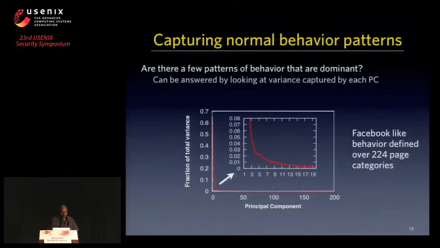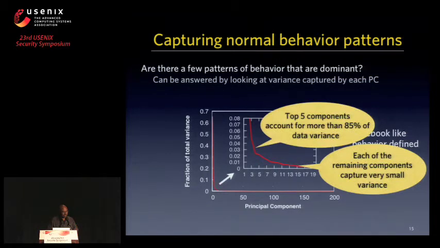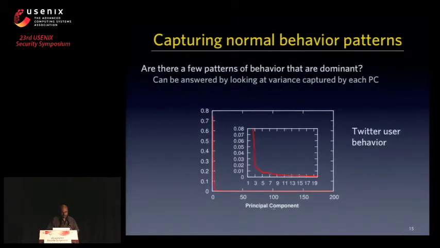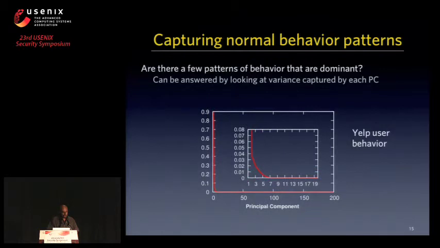What you will notice here is that the top five principal components actually account for more than 85% of the data variance, and almost all the remaining components capture a negligible portion of the variance. What this means is there are about five normal patterns of behavior that you could use to capture normal behavior in Facebook's like activity. We notice this not only in Facebook, but also in other social networks like Twitter, as well as Yelp.